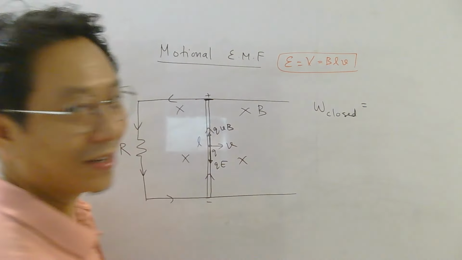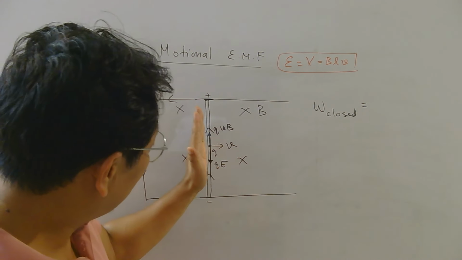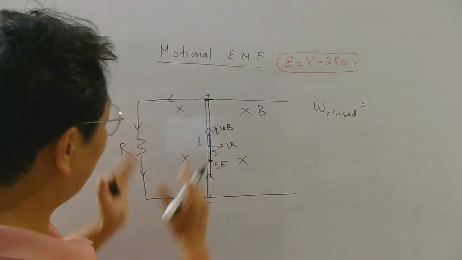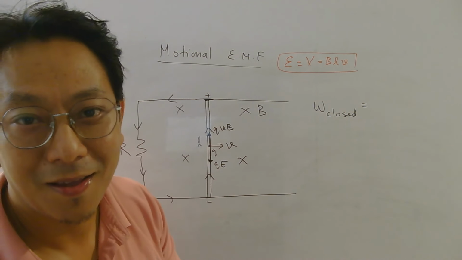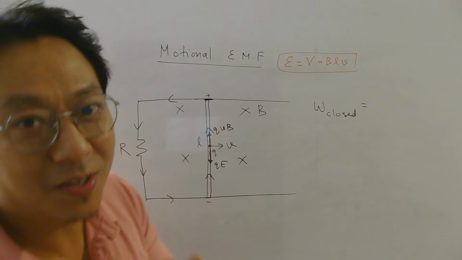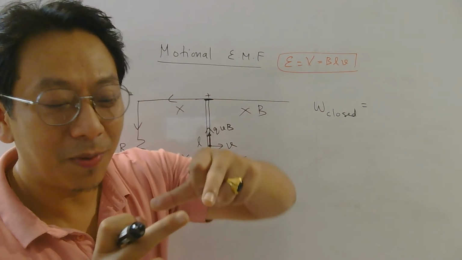Now, before I continue, there is something important. Because this rod is moving, you can see this loop will change. This loop will keep changing, isn't it? Now, the way EMF is defined is, listen carefully, EMF depends on the loop.